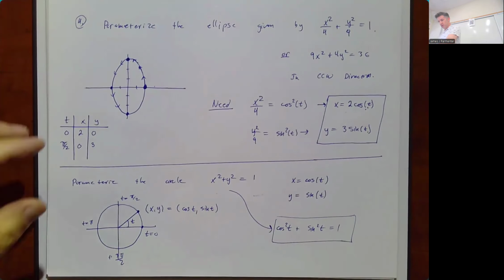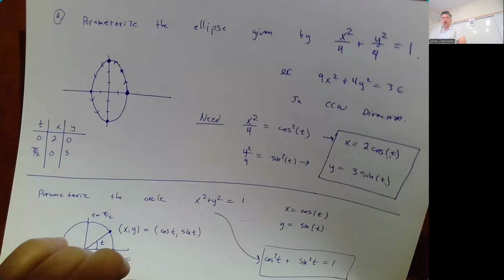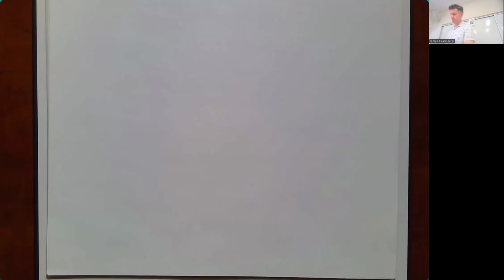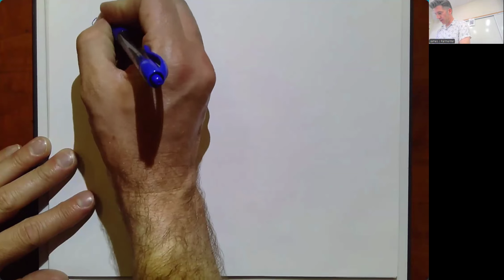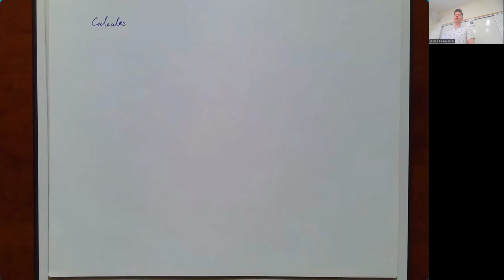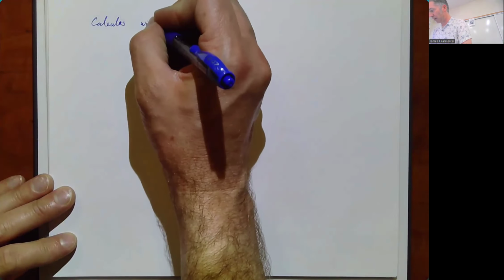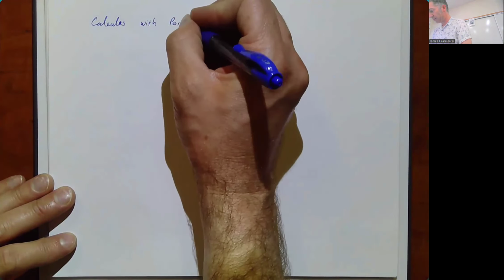So let's look at a new thing, something that's a little less easy to draw. So here's some calculus. When we say calculus and parameterized curves, what we really mean is like derivatives, antiderivatives, second derivatives, stuff like that. So that's what we are referring to when we say calculus with parameterized curves.